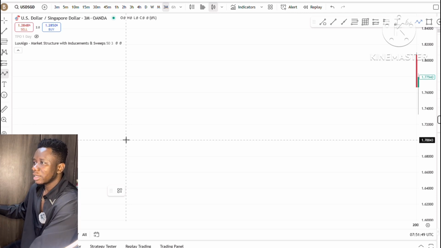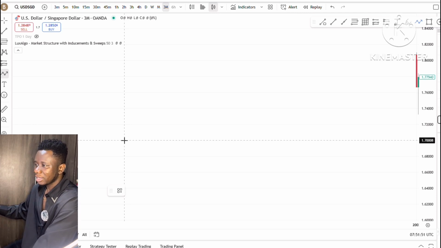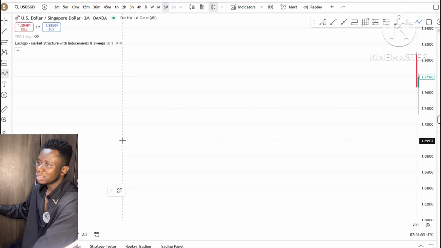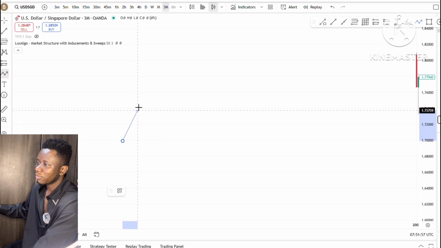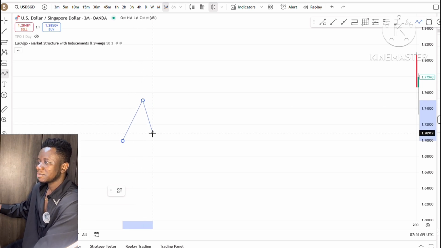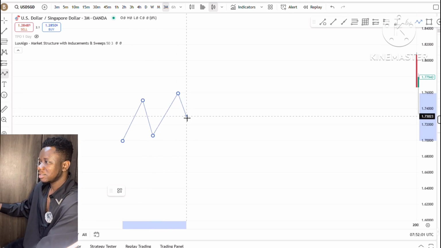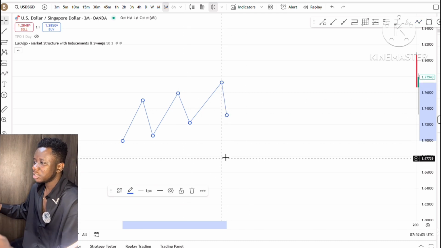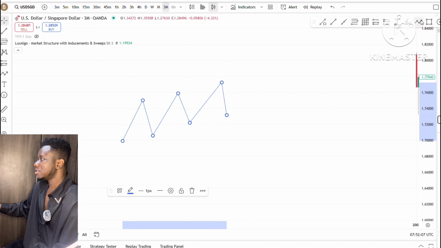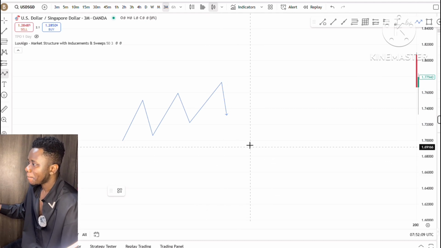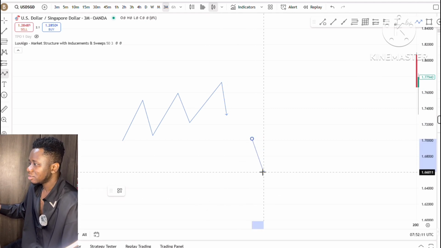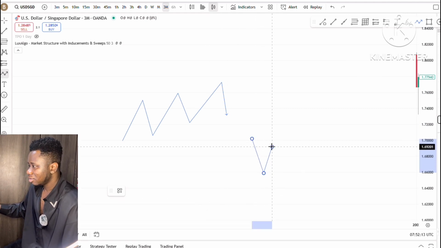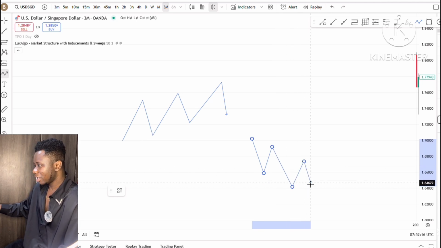Once I come into the market, I'll be looking at whether the market is trending up or down. We all know that this is a bullish market structure, and this is a bearish market structure.